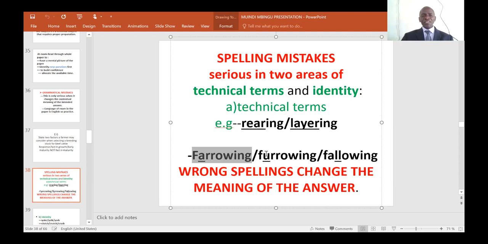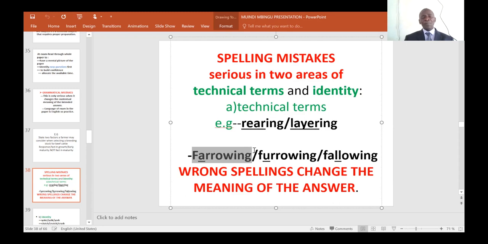So where the spelling mistake gives rise to a word that has got another meaning, then the candidate loses the marks. So it is important to familiarize yourself with the correct spelling of various technical terms and also where identity is required.